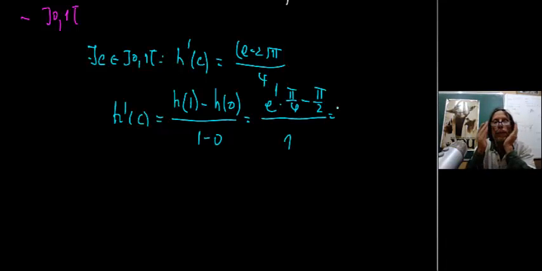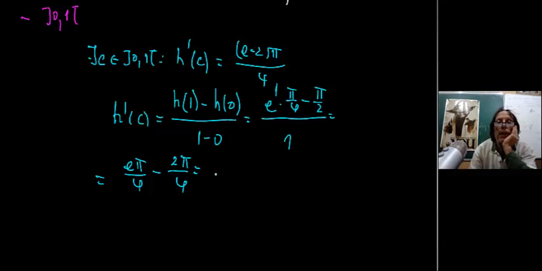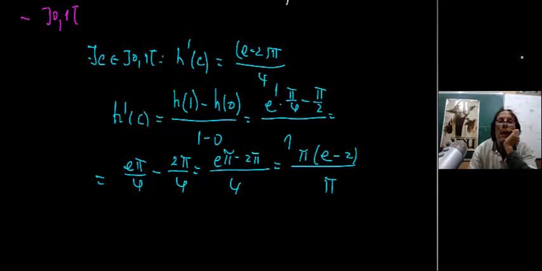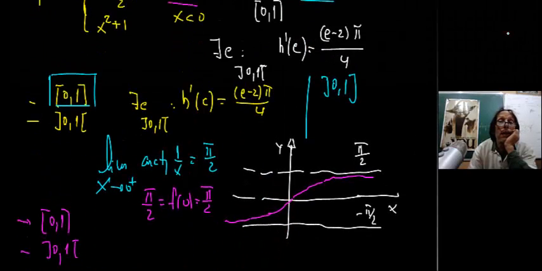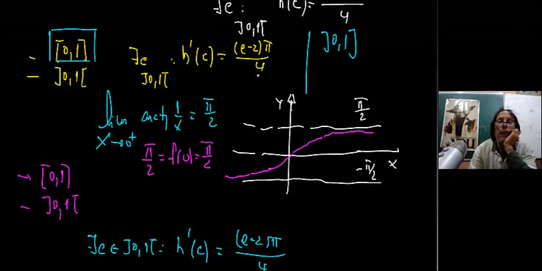Now it is a question of making these calculations. So I will get a times pi over 4 minus pi over 2. That, of course, is over 4, and here I will get 2 pi. So now I can give the same denominator, which is 4, and at the numerator I will get a times pi minus 2 pi. So I put pi in evidence, and I will get (a minus 2) over 4. And I think that this is the result.